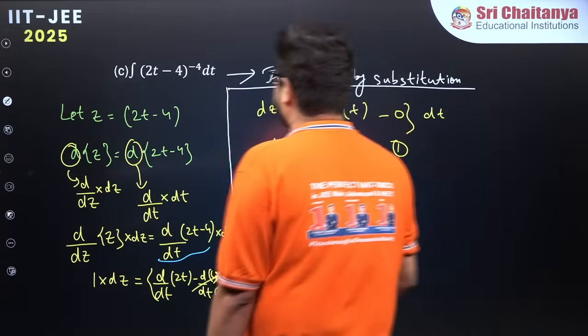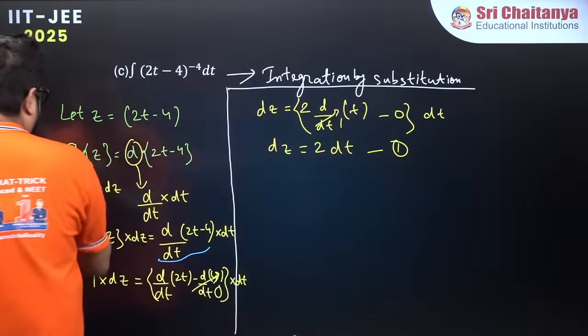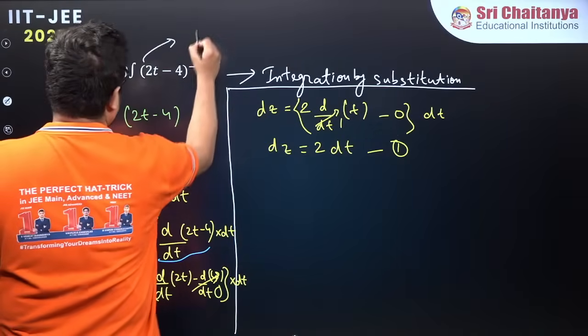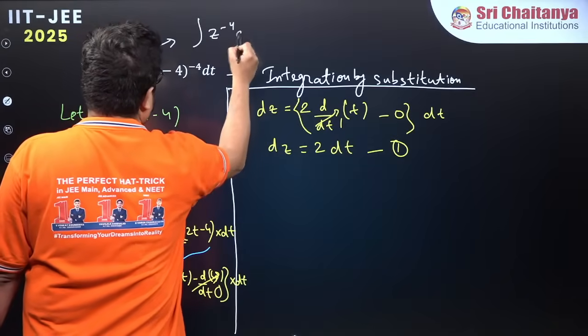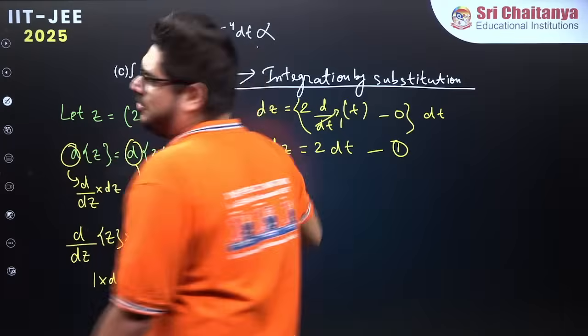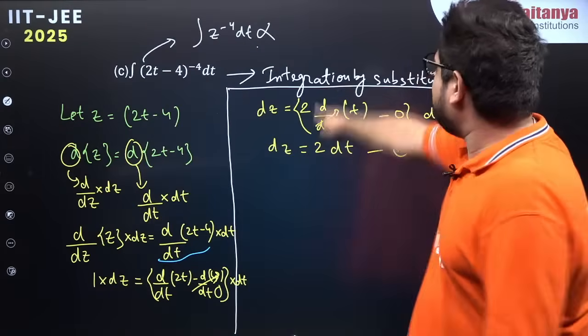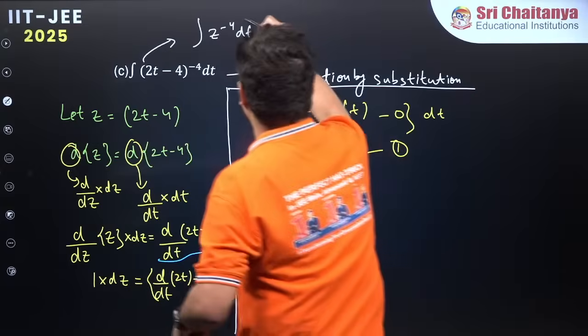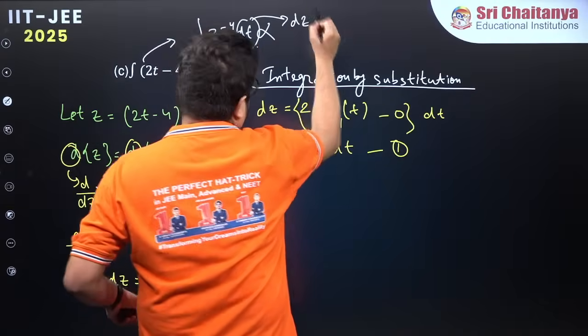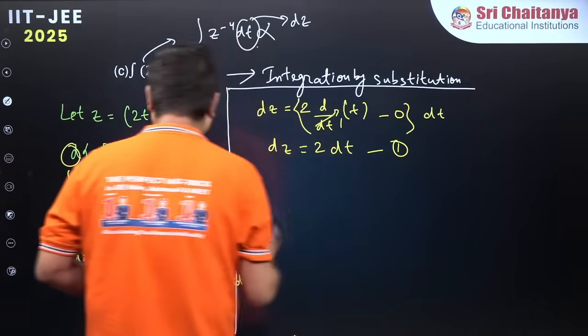We are getting some relation because if I would have put this expression over there, this integral would have become z to the power minus 4 dt. The integral is not possible, isn't it? That is the reason I am trying to convert this dt into dz. Then only we are able to get the integration, isn't it?